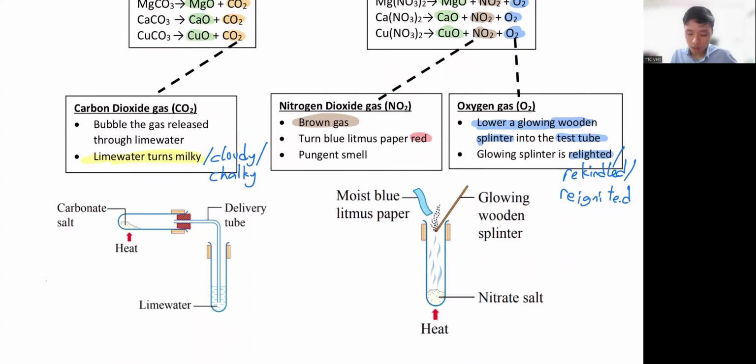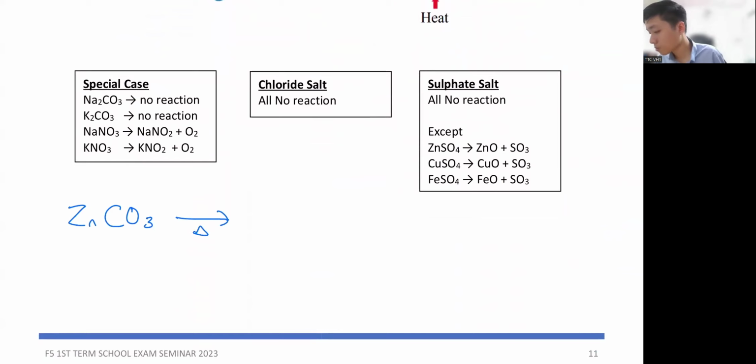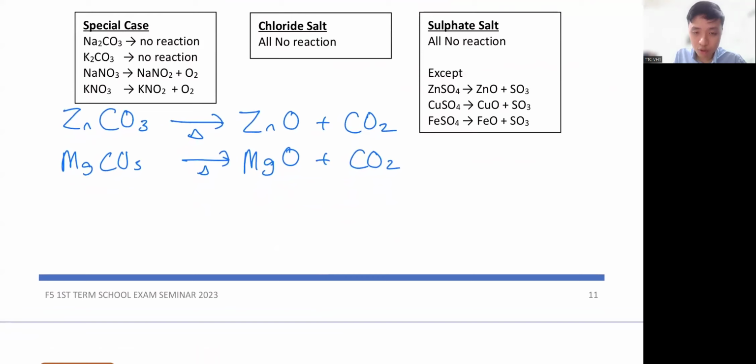So let's go through the simple one. For example, when I heat zinc carbonate, what will come out? Carbon dioxide and also zinc oxide. Same thing with MgCO3: when I heat it, MgO and carbon dioxide come out. I think the heating part should be considered easy.